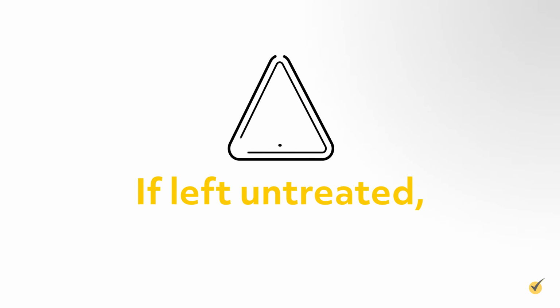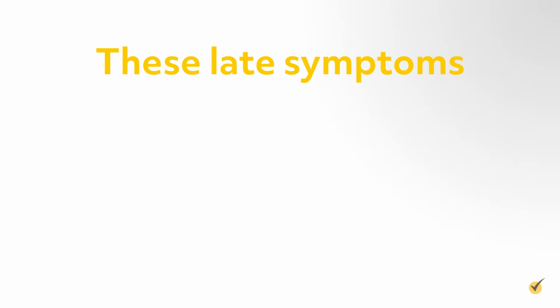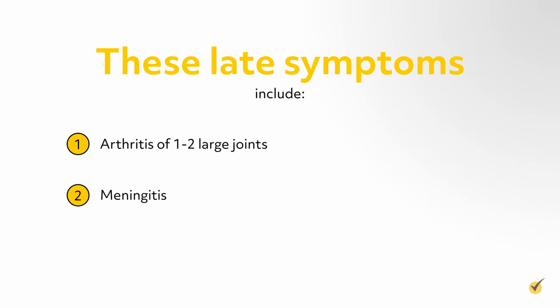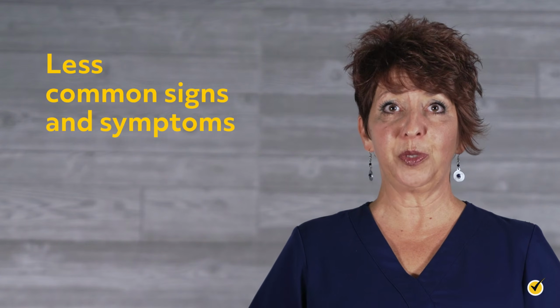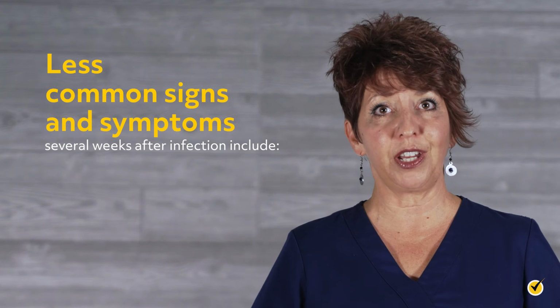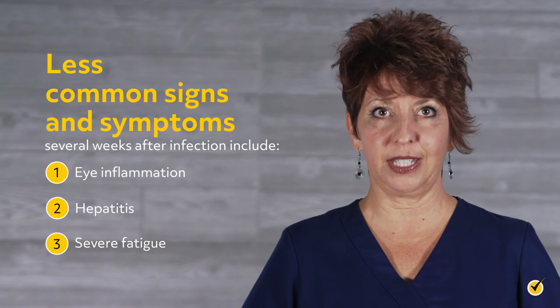If left untreated, there are other signs and symptoms that may appear in the weeks and months following. These late symptoms include arthritis of 1 to 2 major joints, neurological problems such as meningitis, Bell's palsy, muscle weakness, and/or numbness in the limbs, and some cardiovascular disorders. Less common signs and symptoms several weeks after the infection include eye inflammation, hepatitis, and severe fatigue.